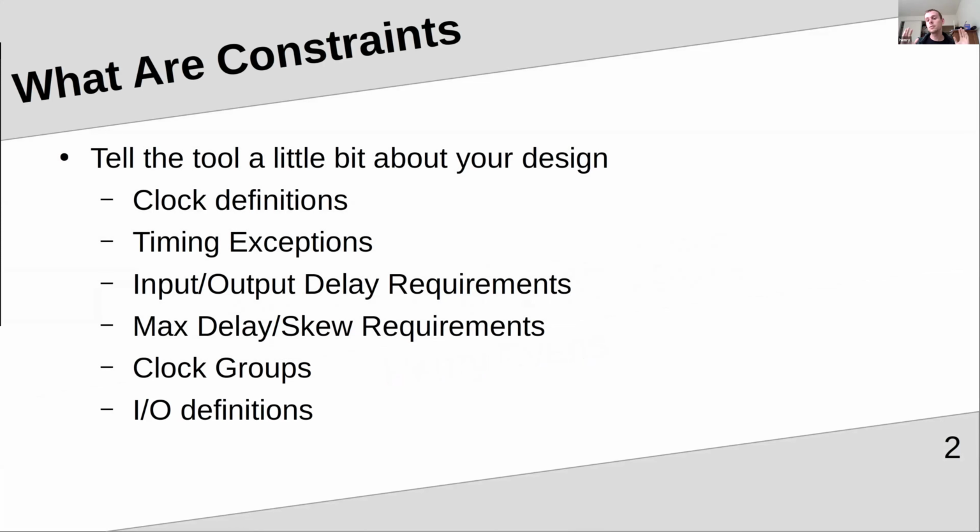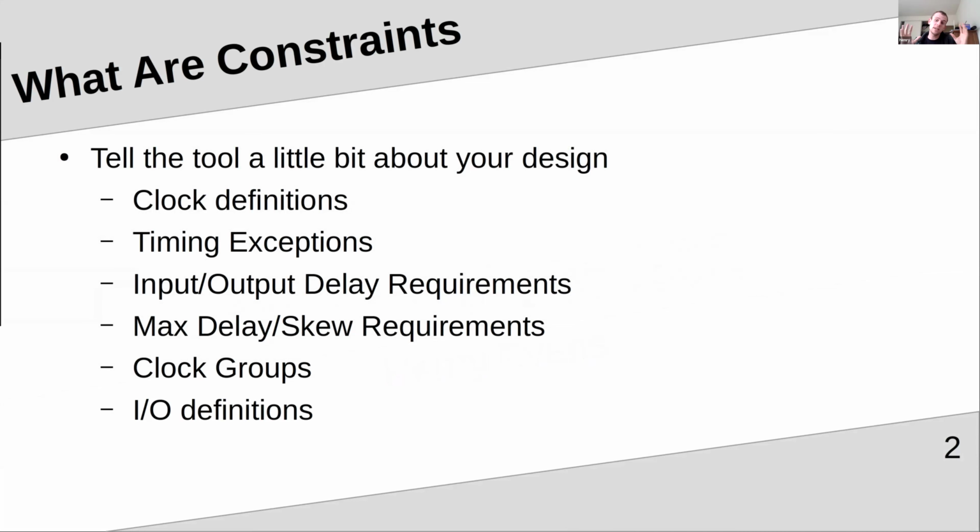Constraints are just you telling the static timing analysis tool and other tools in the chain a little bit about your design so it can properly implement it. Some of the big ones: clock definitions is definitely one of the most important. Timing exceptions, not every path needs to meet that strict single cycle timing requirement. We'll get into that a bit later. Input output delay requirements, max delay requirements, a bunch of other stuff we're going to get into.